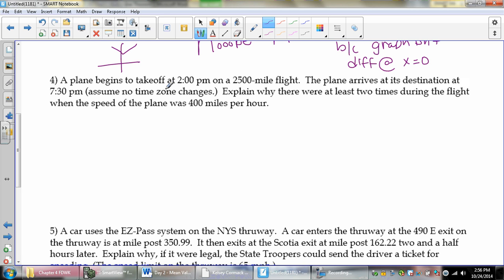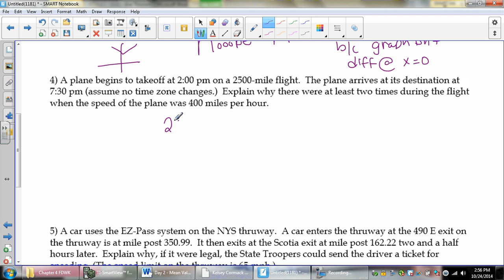A plane begins to take off at 2 p.m. on a 2,500-mile flight. It arrives at its destination at 7:30 p.m., assuming no time zone changes. So we are flying, let's say, just straight south. Explain why there were at least 2 times during the flight when the speed of the plane was 400 miles per hour. All right. Well, let's see.